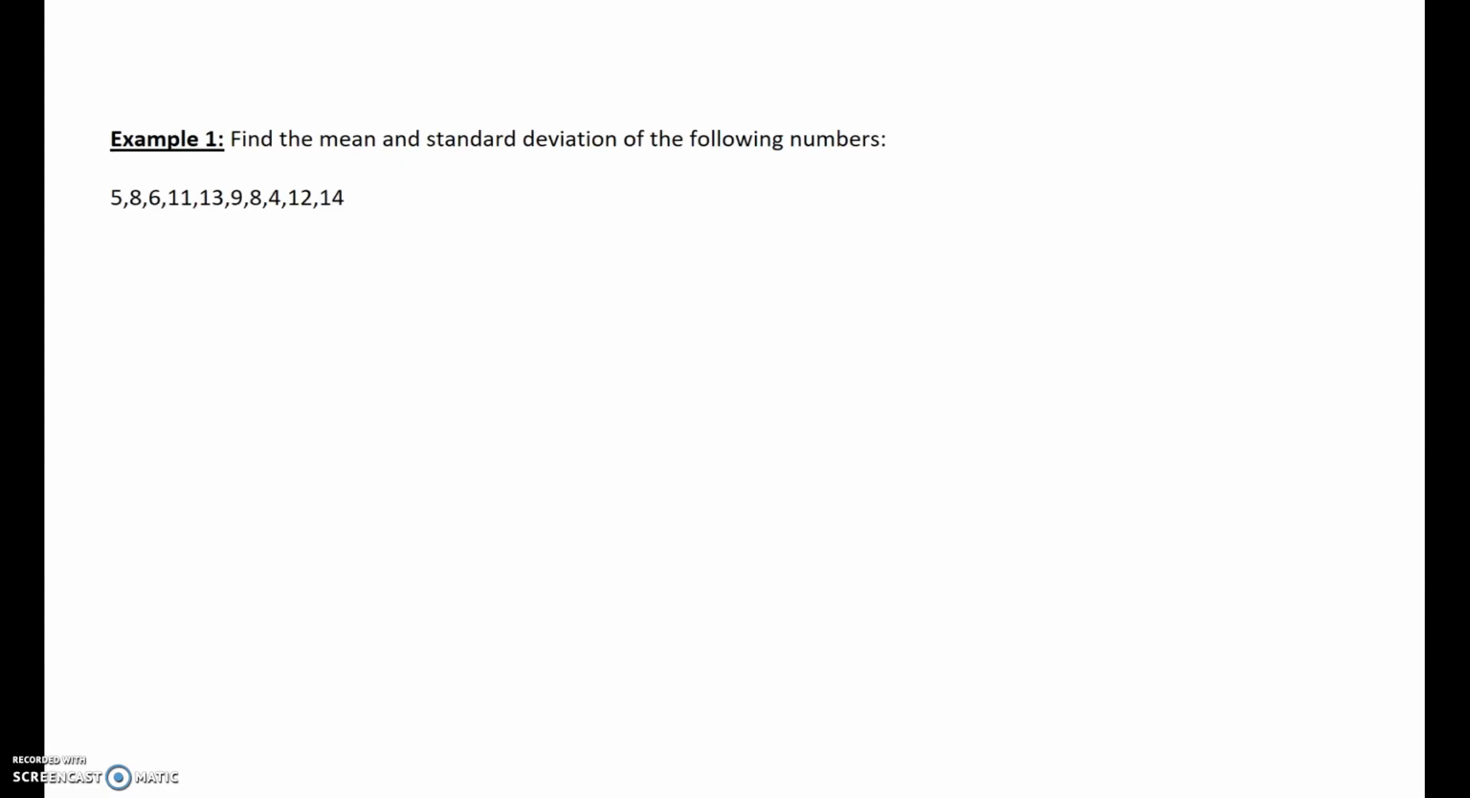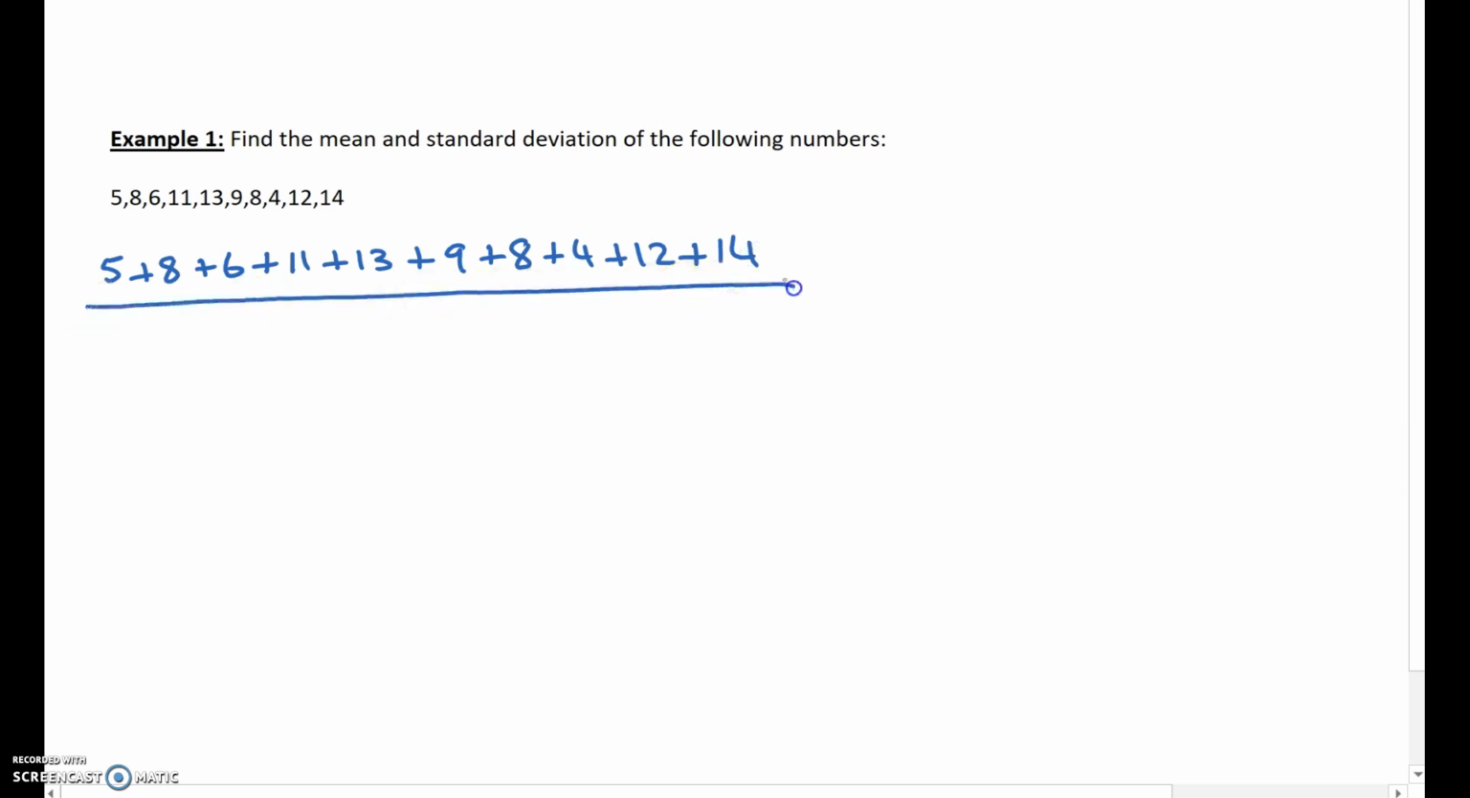Okay, the first thing we're going to do here is calculate the mean of this group of numbers. So that's going to be 5 plus 8 plus 6 plus 11 plus 13 plus 9 plus 8 plus 4 plus 12 plus 14. And we're going to divide that by the number of numbers. Now there's 1, 2, 3, 4, 5, 6, 7, 8, 9, 10 numbers. So we're going to divide by 10.